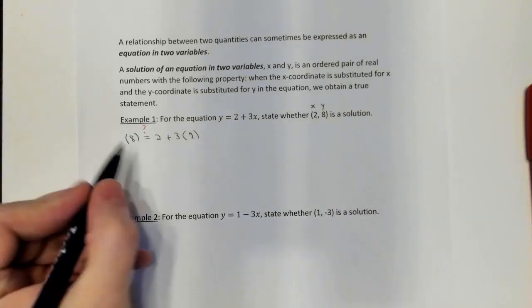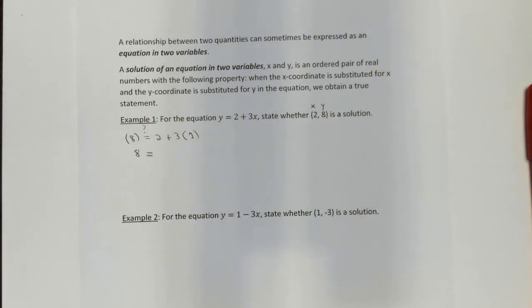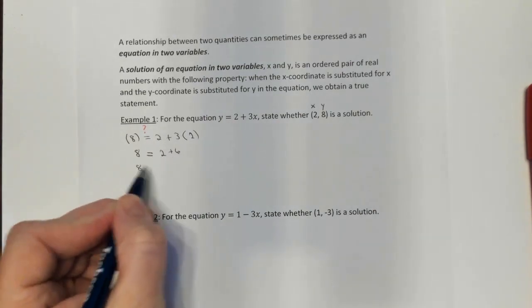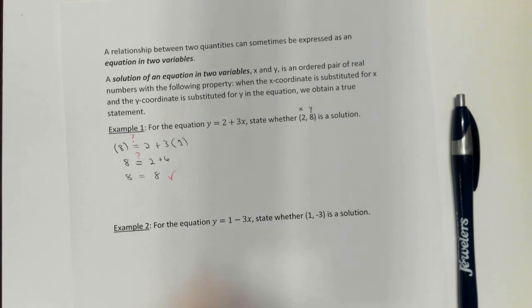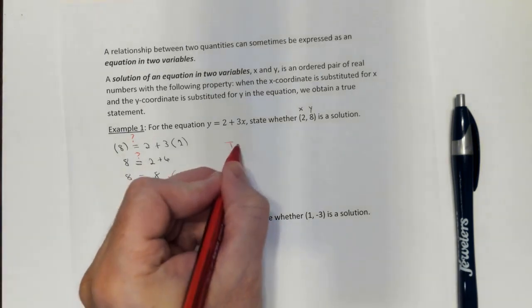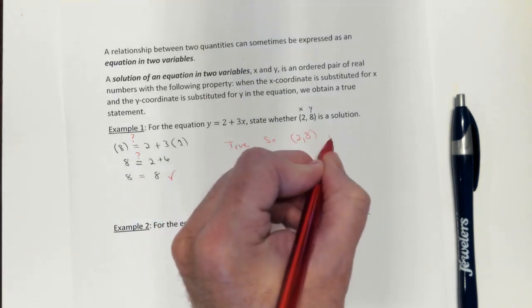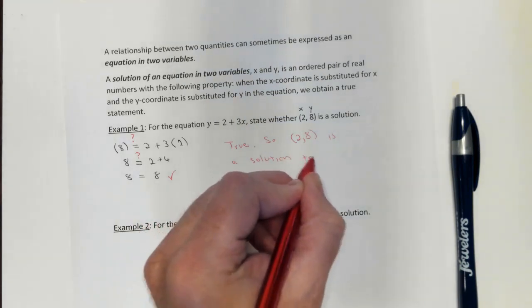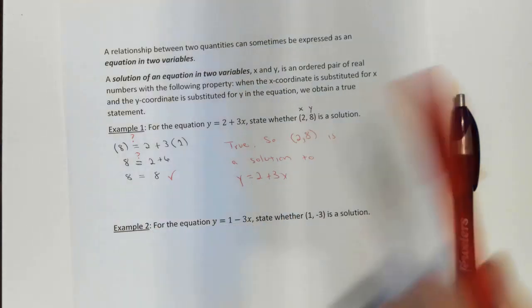And I don't need to do any type of weird algebra here. I just need to clean up the left. 8 is just 8. And then over here, this is 2 plus 6. 2 plus 6 is 8. So here I'm still asking, are they the same? Here we know they're the same. This is a true statement. So (2, 8) is a solution to y = 2 + 3x.